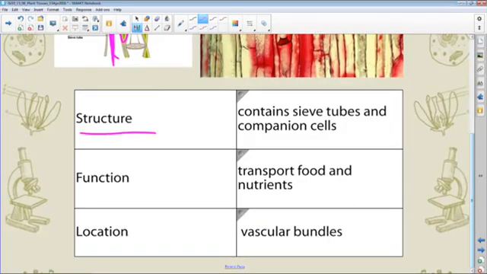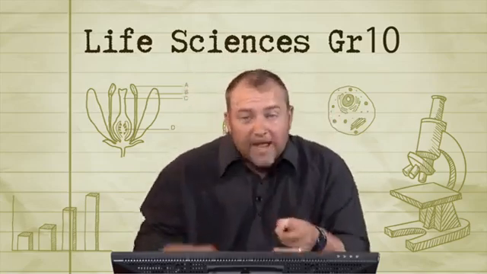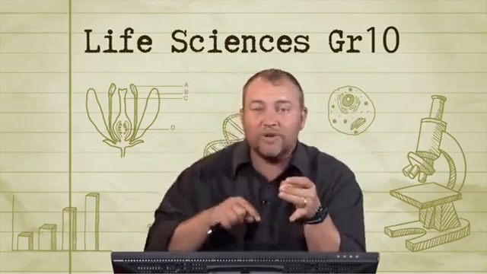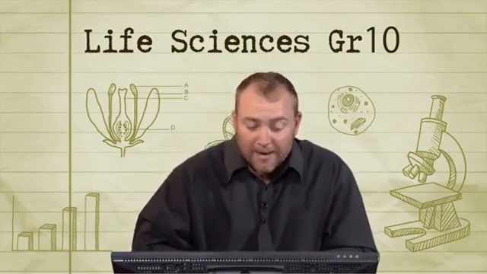Its structure contains sieve tubes and companion cells to look after each other. If it doesn't have those companion cells, remember that the food's moving in and out of these cells, so it's literally like a straw. And the companion cells are sitting next to it, giving it all its energy and helping it. So it's keeping it alive. So companion cells are very, very important when it comes to your phloem tissue.